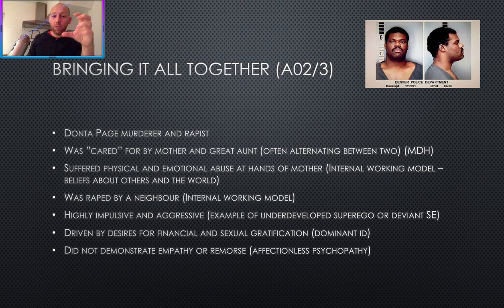Highly impulsive and aggressive, underdeveloped superego, or deviant superego. Maybe he was imitating the behaviour of his mother. Maybe his superego had been underdeveloped. Driven by desires for financial and sexual gratification, which indicates a dominant id and an underdeveloped superego again. So he stole money. What was he going to use the money for? He was going to prison in 2 hours, but he just did it.